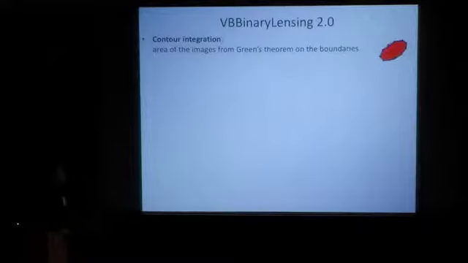So the basics is contour integration. That means that in practice, we sample the boundary of the source with some points, and we invert the lens equation, and we get the corresponding points on the boundary of the images. Once we have the points on the boundary of the images, we can use Green's theorem in order to integrate and get the area of the image. So this is the basic idea behind the contour integration.